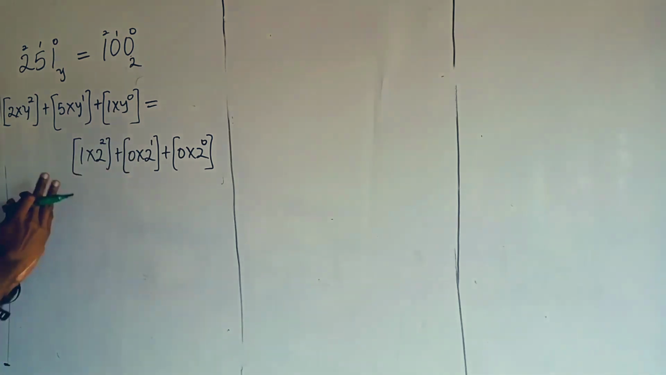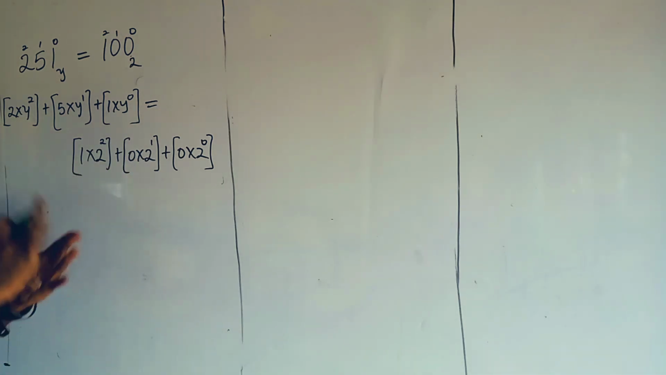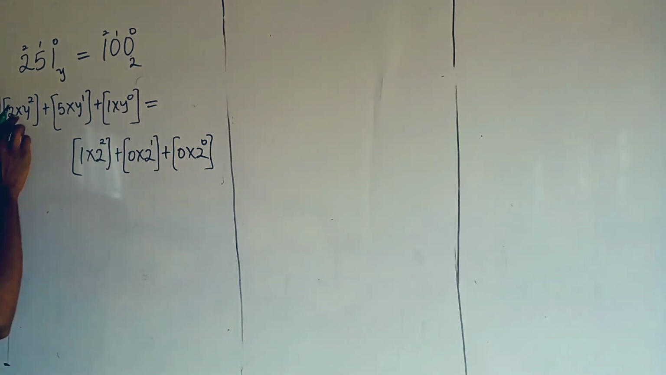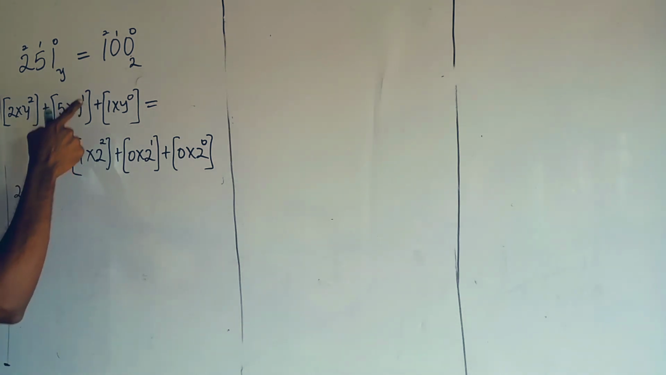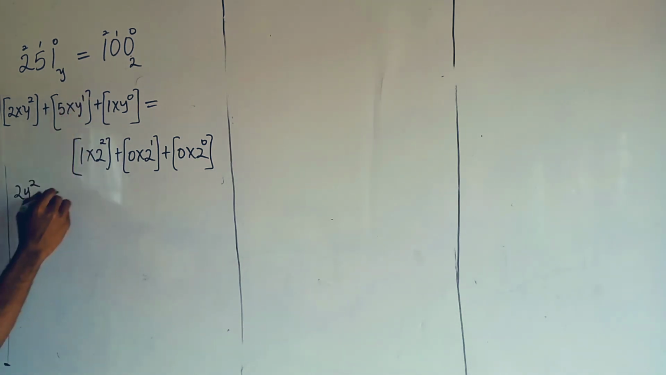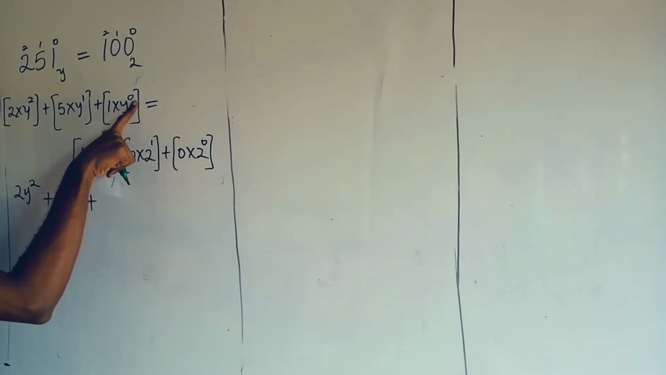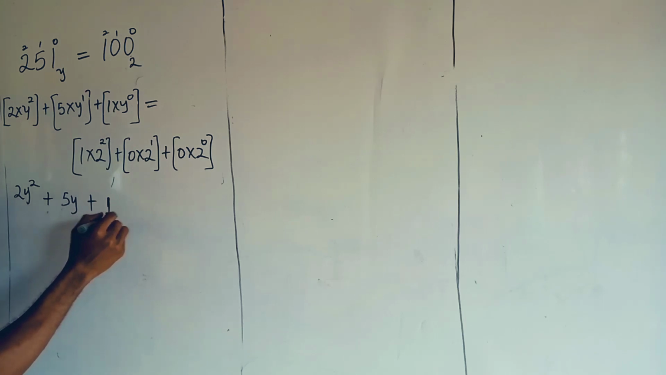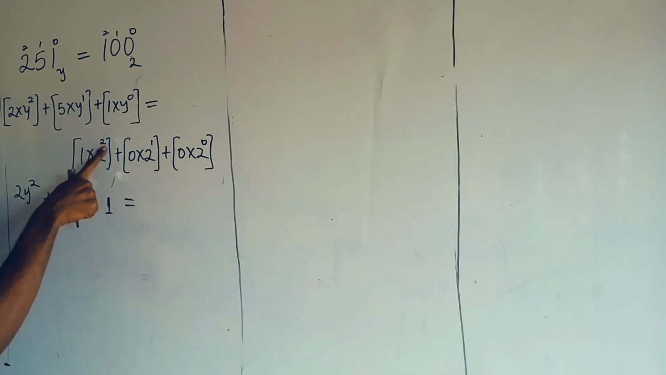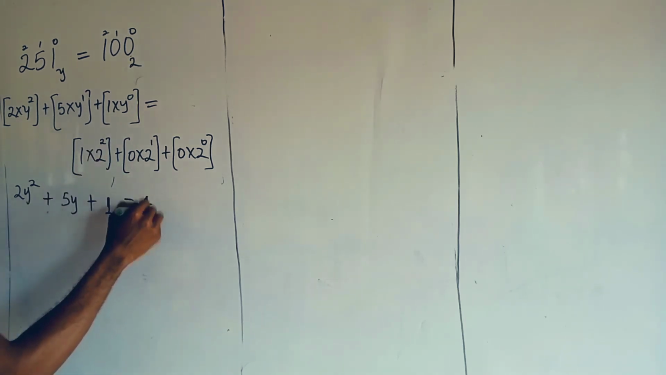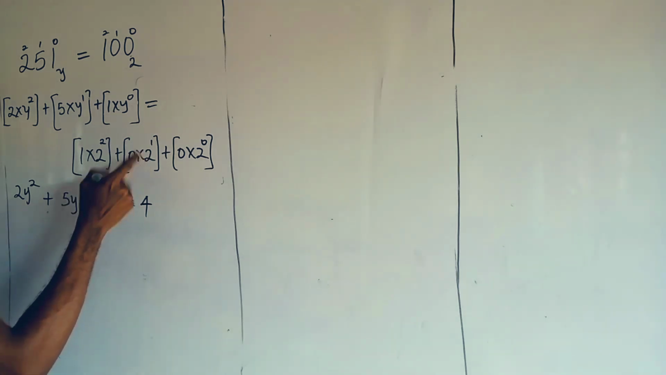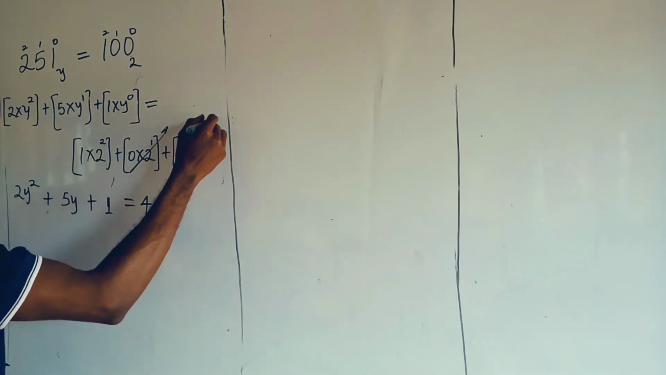Now let us simplify the arithmetic and get our value for y. Now it's very simple. y squared times 2 is 2y squared, plus y to the power 1 is y, then times 5 is 5y. Then y to the power 0 is 1, then times 1 is still 1. Then equal to 2 to the power 2 is 4 times 1 is 4. Of course, anything times 0 is 0.